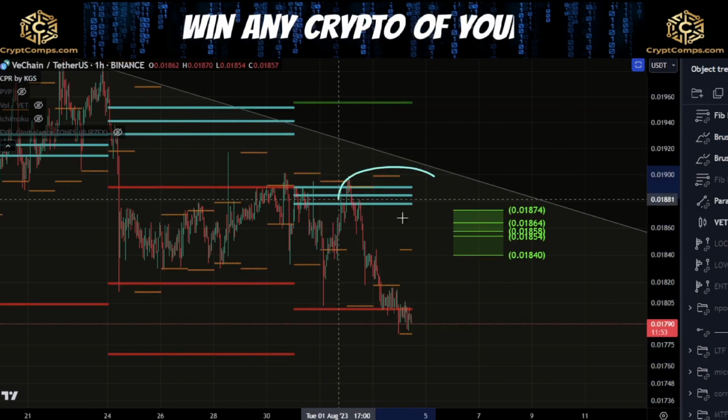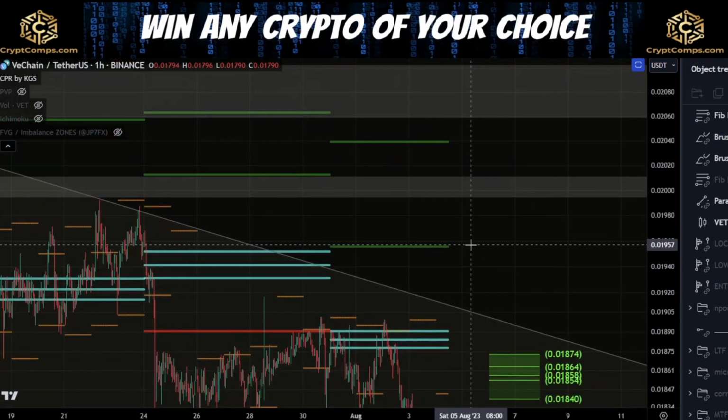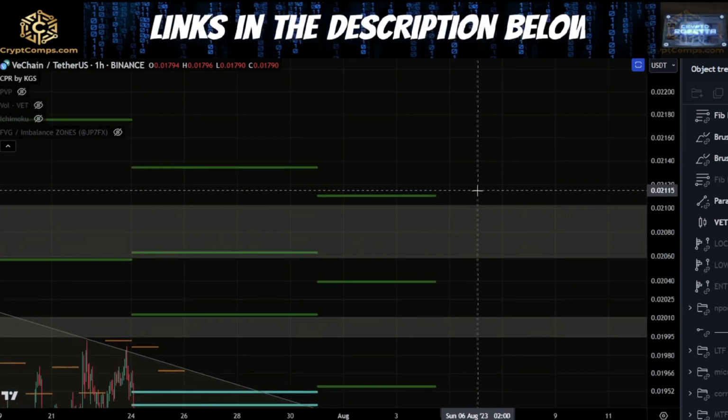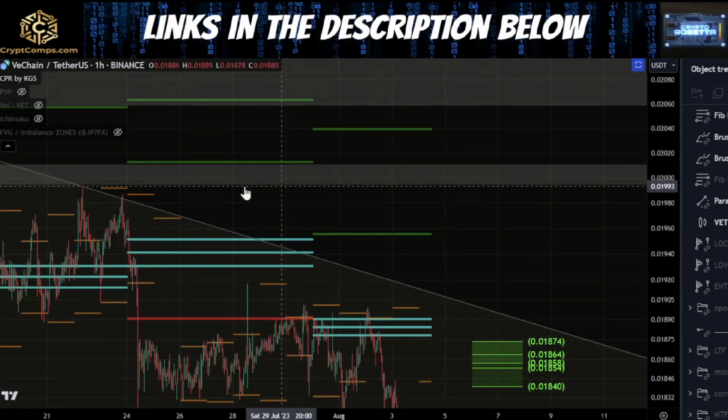If we do manage to reclaim these areas, upside targets for this week would be this 1956, this 2039, and this level here of this 2111.